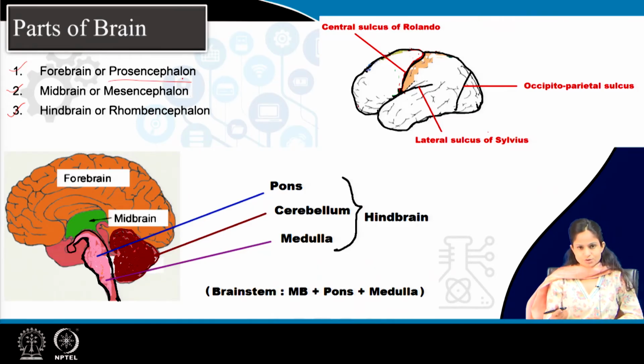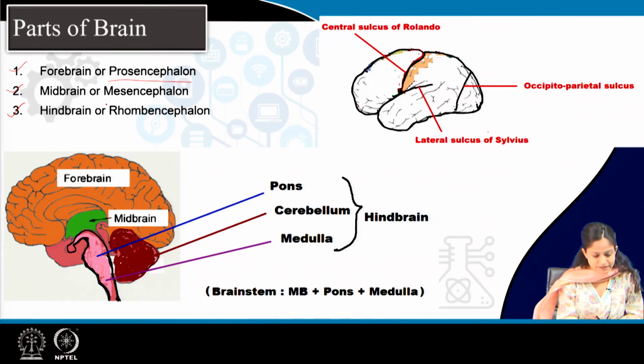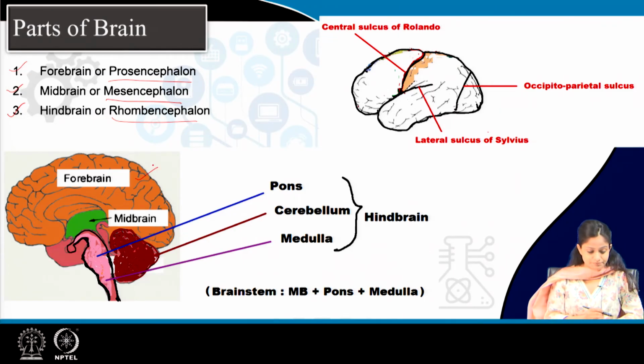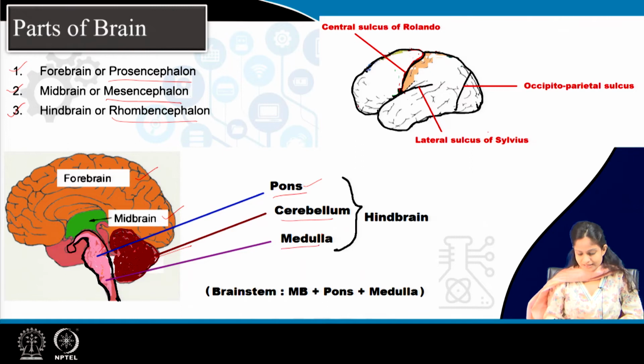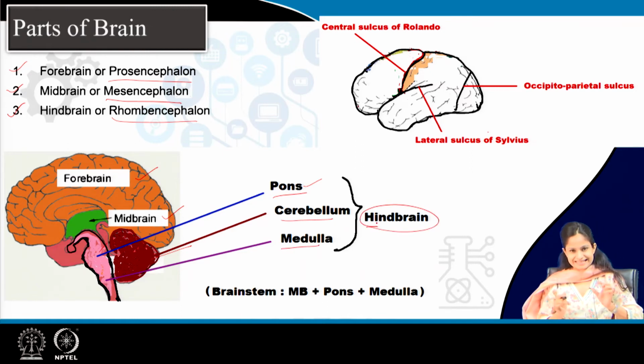This is further divided into diencephalon and telencephalon, midbrain mesencephalon, and hindbrain rhombencephalon. So in this picture you can see mainly this portion, the cortex, the corpus callosum and the cortex, and the basal ganglia, the thalamus, these are all present in the forebrain. This is the midbrain, this is the pons, then this is the cerebellum, and this is the medulla. Pons, cerebellum, medulla constitutes the hindbrain. Brain stem, if we call, then it is medulla, pons and midbrain. Brain stem is the medulla, pons and midbrain.